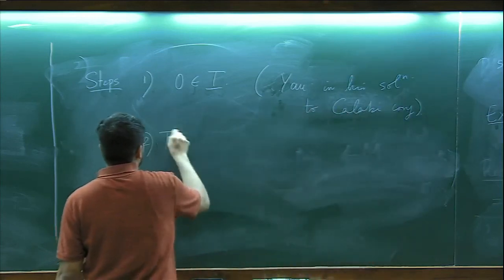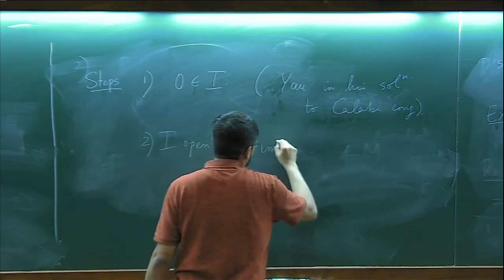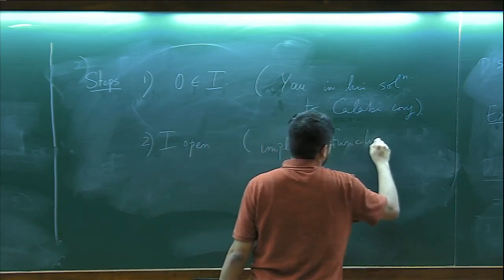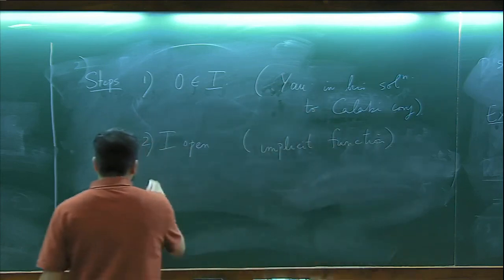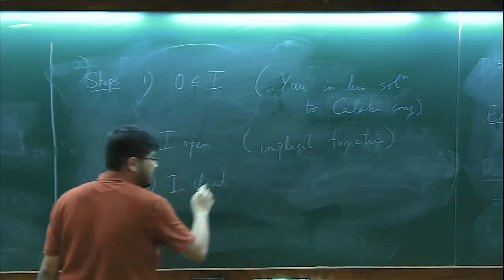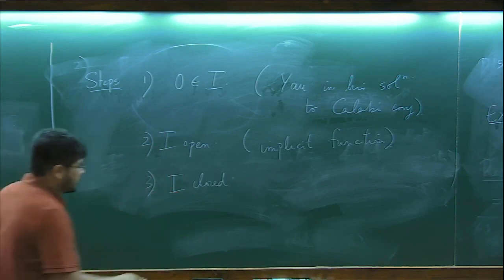The second step is to show that I is open. This is generally a standard thing using a certain implicit function theorem. And the third step is to show that I is closed. Okay, and this is where K-stability comes into the picture.